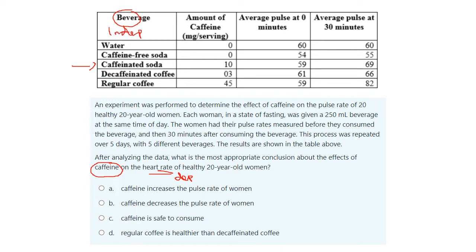So an experiment was performed to determine the effect of caffeine on the pulse rate of 20 healthy 20-year-old women. Each woman, in a state of fasting, which means not eating food, was given a 250 milliliter beverage at the same time. The women had their pulses measured before they consumed the beverage and then 30 minutes after consuming the beverage. The process was repeated over 5 days with 5 different beverages. So each of the 20 women tried each of the 5 beverages.